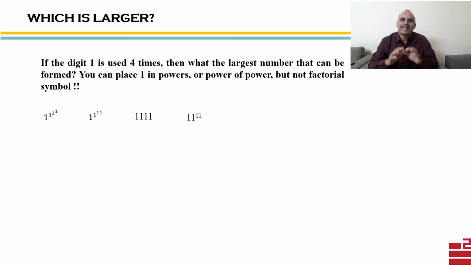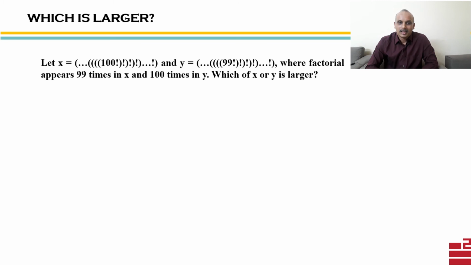To do this, write down all the 8 numbers and compare yourself. Now you know how to go about it. Now here we have two numbers. X is 100 factorial, factorial, factorial, factorial, and so on, where factorial appears 99 times. And the second number is Y, which is 99 factorial, factorial, factorial, factorial, where factorial appears 100 times.